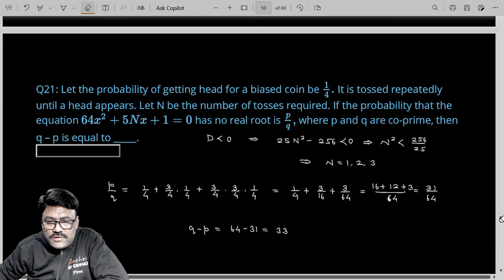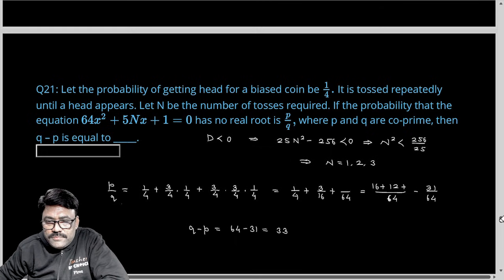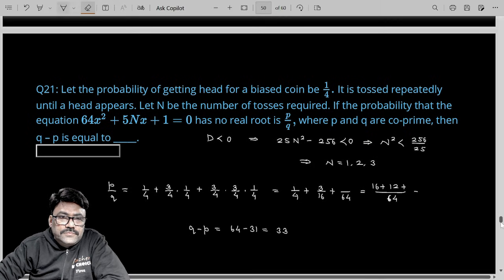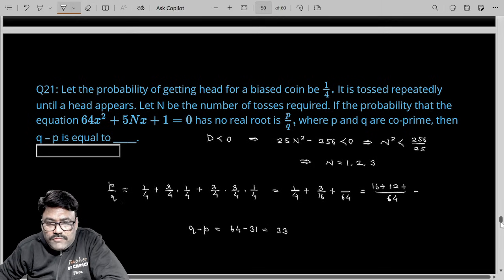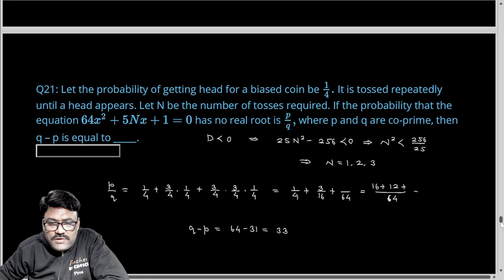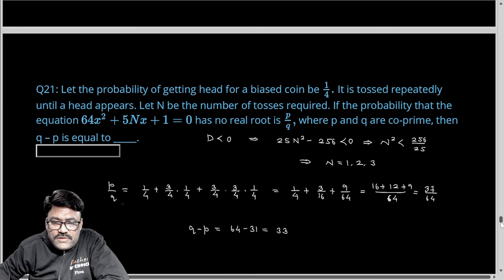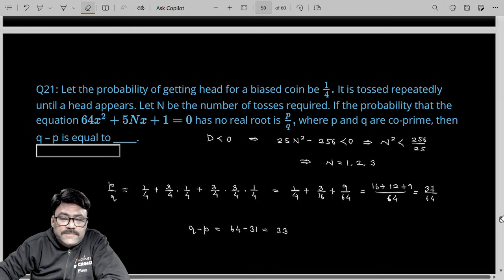It is 9 here, 3 into 3. It is 9 here. So 1 by 4, 3 by 16, 9 by 64. So it is 16 plus 12 plus 9. It is 37 by 64. So hence it is 64 minus 37.